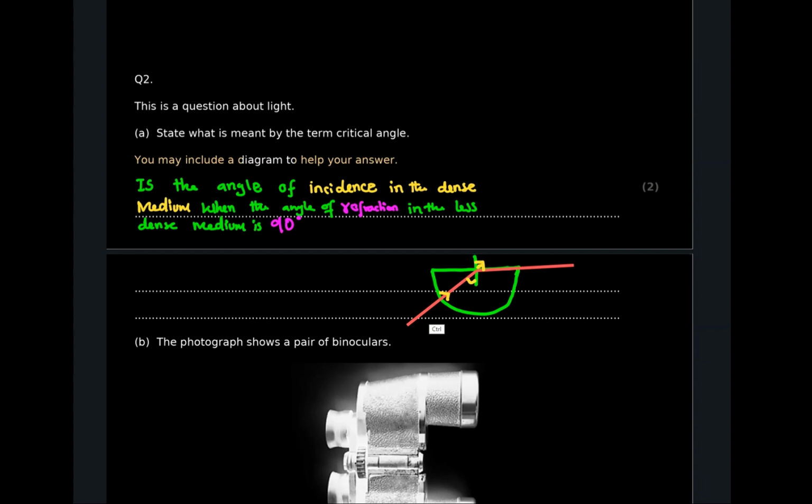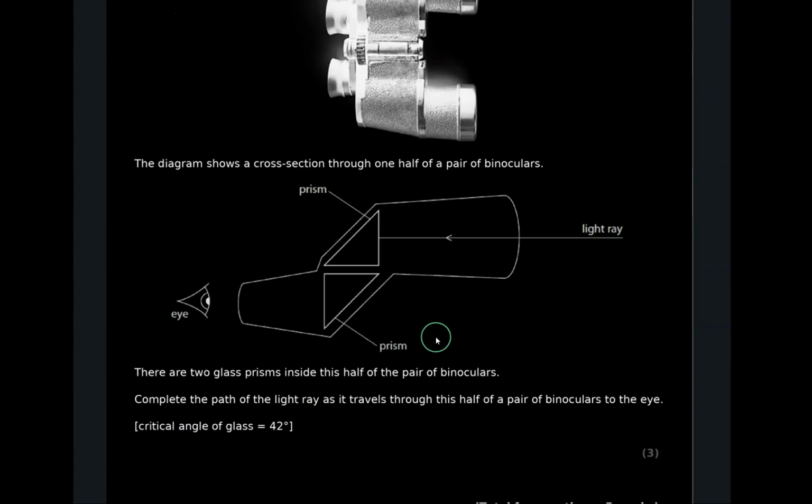So the angle that we have down here is called a critical angle when the angle at the top is 90 degrees. So this is another particular diagram you can draw if asked.